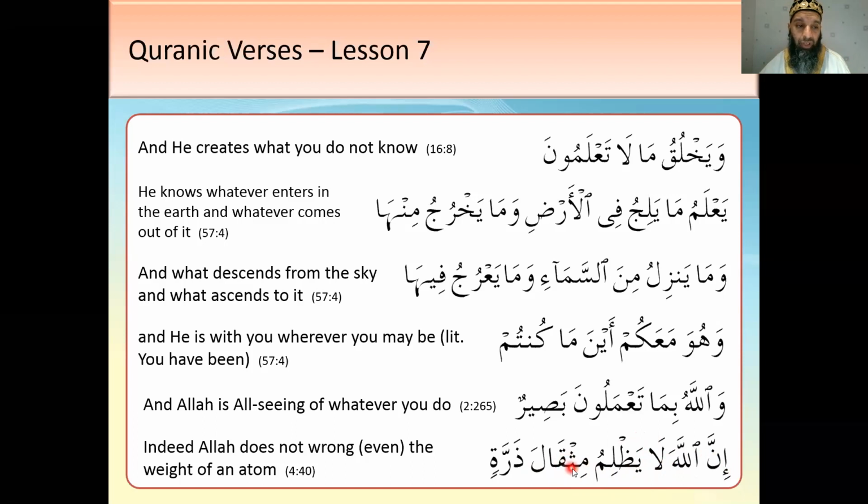Mithqala, I think it's an Urdu word as well. Mithqal means weight. Dharra, that's an Urdu word as well. Dharra means atom, small amount. So indeed Allah, la yadlimu, he does not wrong even the weight of an atom.